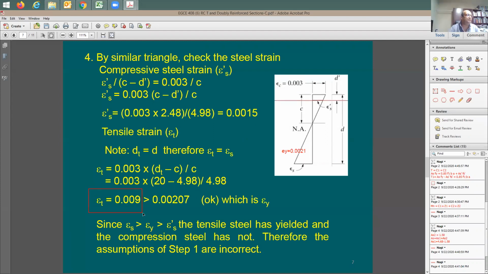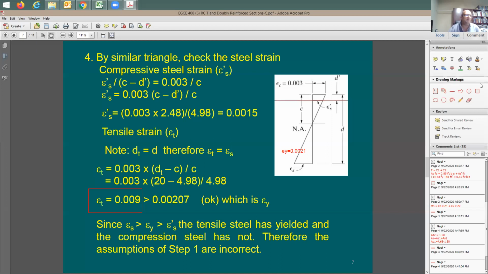Okay, good. Is this above the yield point? Yeah, it's greater. By a lot. Which means if I'm going to be making any changes to refine my analysis, do you think this answer is going to change to the point that it is below 0.002? No way, right? This is like 4.5 times. So this confirms that the tension steel is yielding. How about the strain in the compression steel?